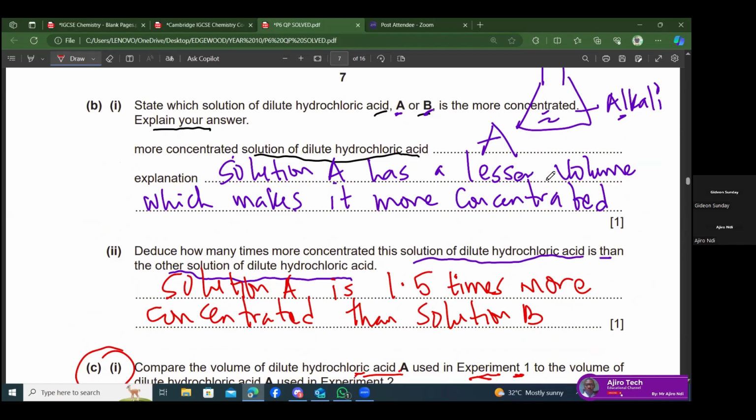We said solution A has a lesser volume, which makes it more concentrated. So when something is more concentrated, you don't have to add too much of it, because it will give you the result as soon as possible.